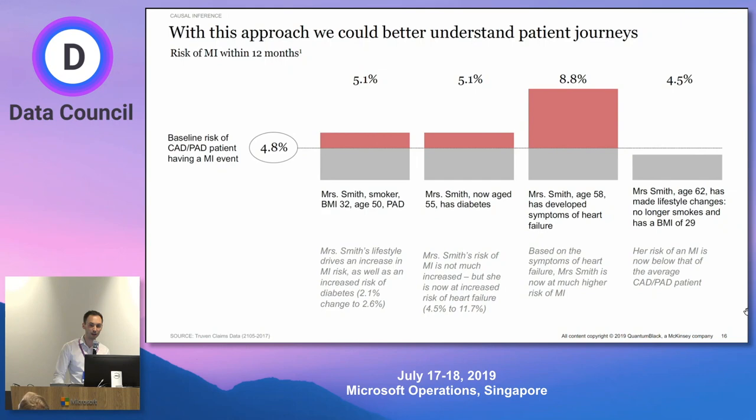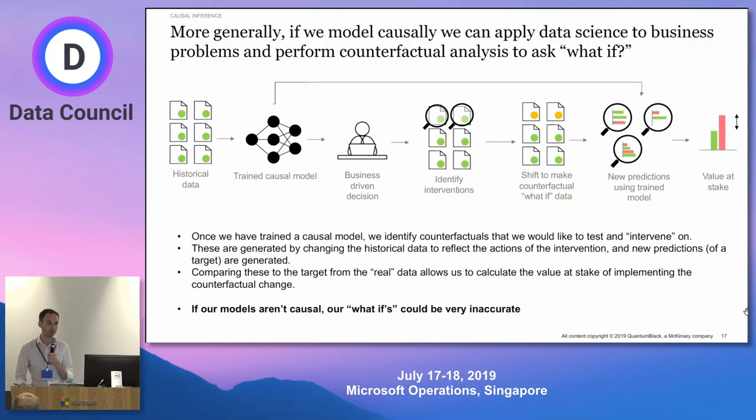And to go back to the generalizing of this, essentially, this is how we think about all of our explanatory projects at QB. We want to take our historical data and train a model, and then think about, okay, what are the business interventions that we want to make? We want to shift the data to say, okay, what if we did make these changes? And then we want to see what the value of making these changes would be before we actually get the business to do it, because otherwise, if we're wrong, that could be a very expensive mistake. And then we're able to get the value at stake.